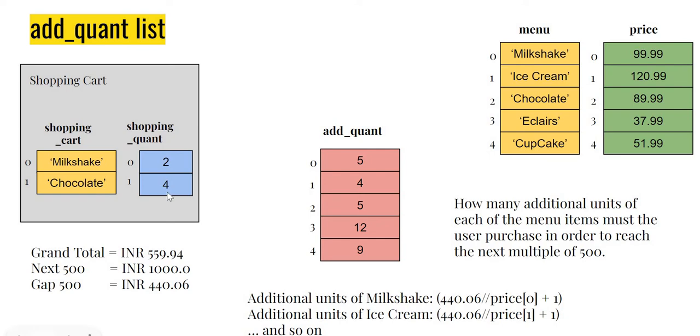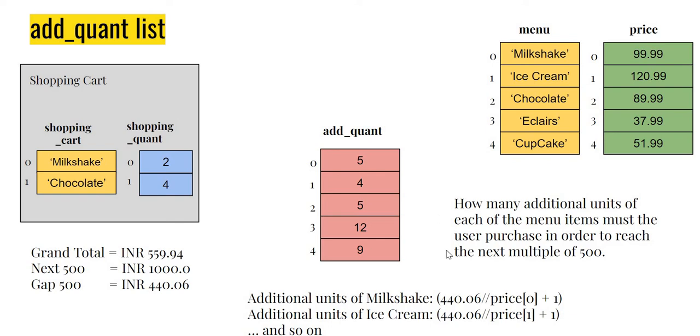Now at this point of time, we ask ourselves a question: if the user has to spend 440 rupees extra, how many units of each item could he possibly purchase? For example, how many more milkshakes will he need to purchase to reach the remaining 440 rupees? Similarly, how many units of ice cream, how many units of chocolates, and so on and so forth. Now, this is precisely what we are storing in this list called add quant.